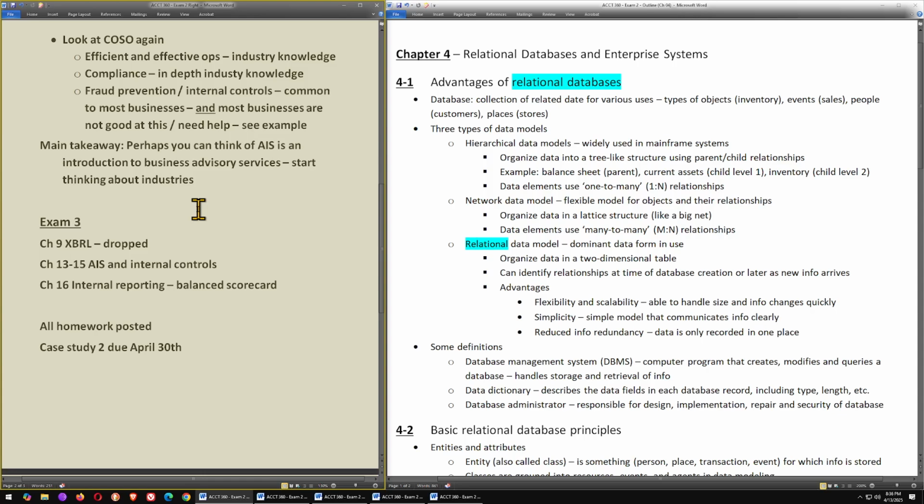Some other things, all homework is posted. I know I have the case study 2 as April 22nd. Let's just put that off to the last day of class. That'll be due April 30th. I'll put this information in a D2L post as well.